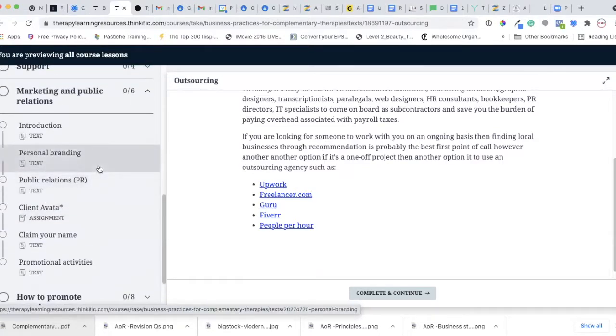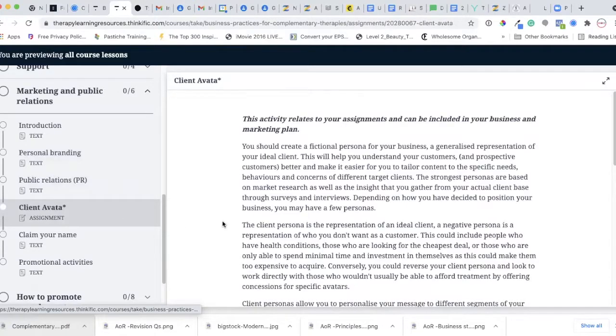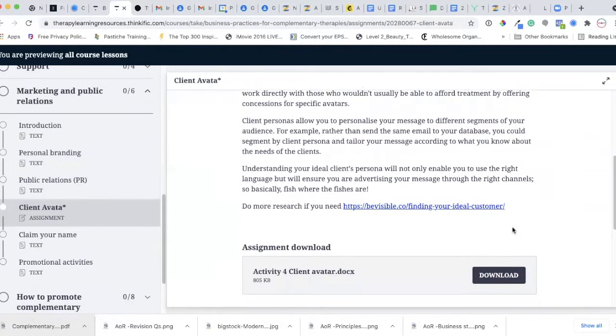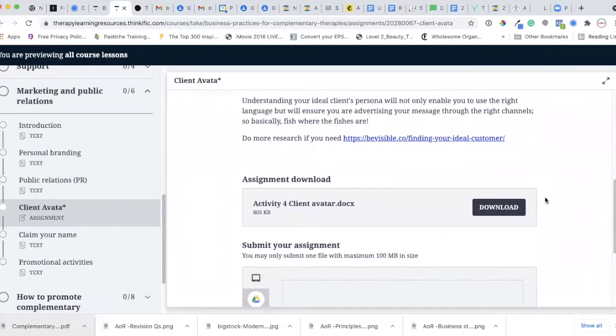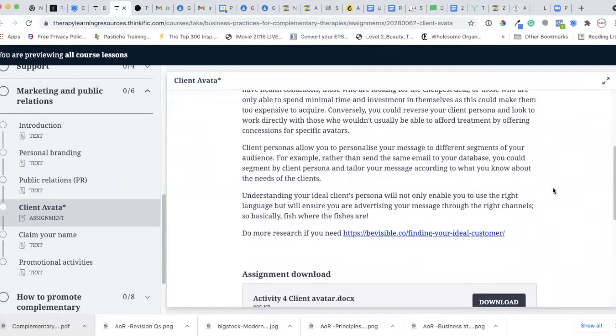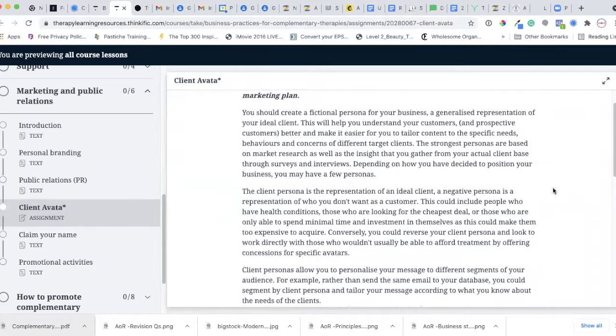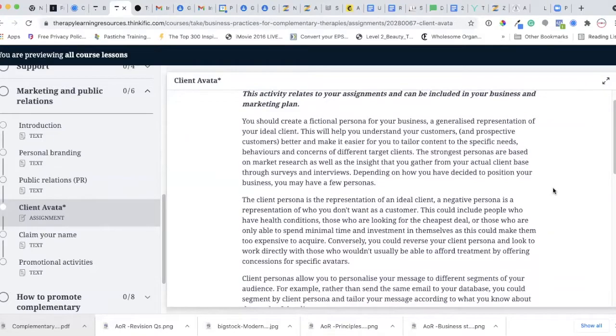So this is all about your branding, and this is where your client avatar comes in. This one here is quite good to have a look at. There's a template for you to download and fill in details about your ideal client. A lot of the platforms, if you go onto and search client avatar, they will ask you to identify things like, where does your client shop? What clothes do they wear?